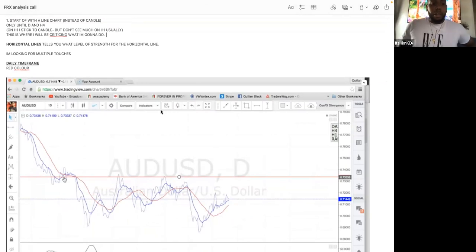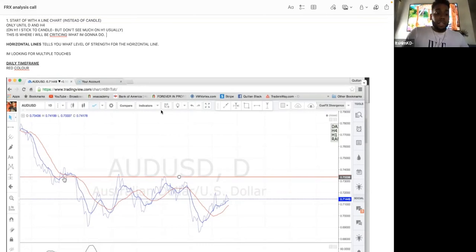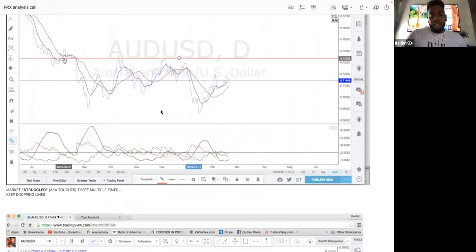So here, I really focus on marking up in lines, not in candles, because the candles get you lost sometimes. I mark up in lines in the bigger time frame so I could really find the levels, and really find the multiple touches that the market made in that area. Okay. And I mark it usually red on the daily.